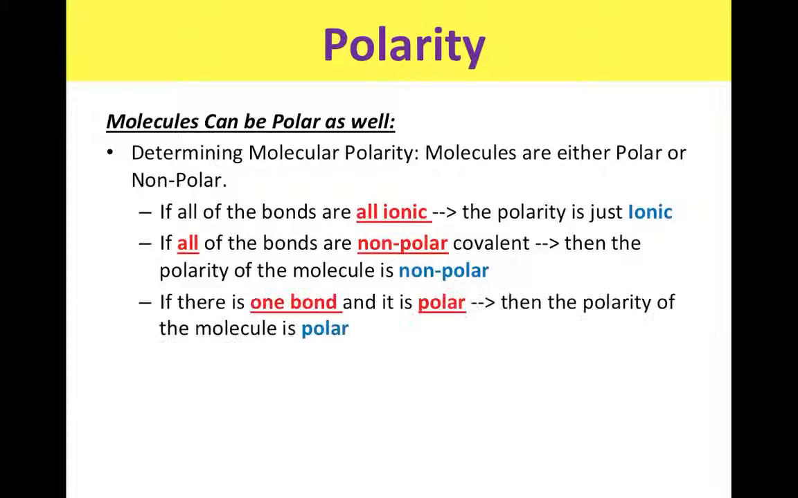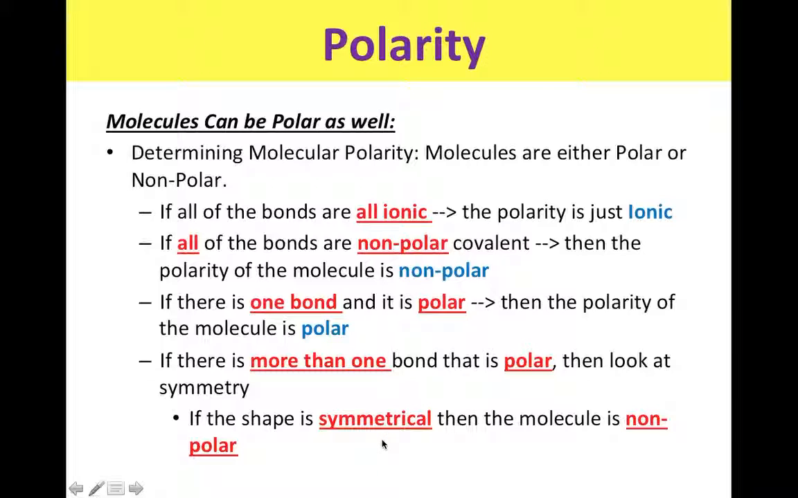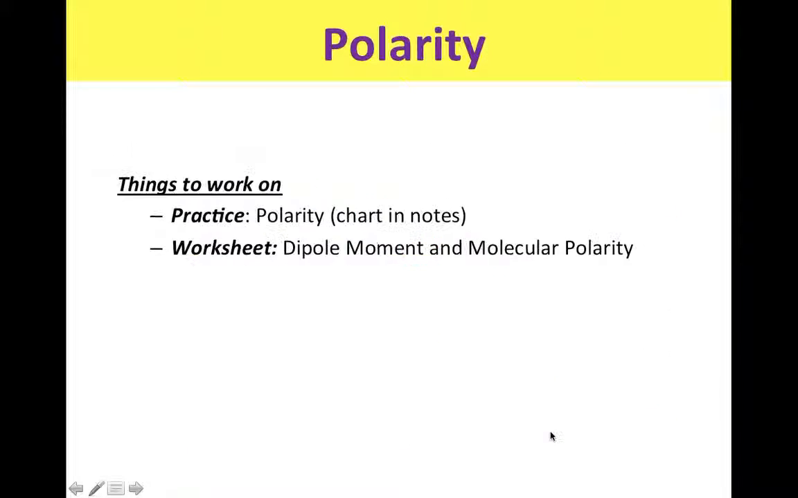So determining a molecule's polarity, there's a couple of things that you need to know. They're either polar or nonpolar. If all the bonds are ionic, obviously it's just going to be an ionic bond. If all the bonds are nonpolar covalent, then the polarity of the molecule is nonpolar. If there's one bond that is polar, then the polarity of the molecule is polar. If there's more than one bond that's polar, then you have to look at the symmetry around. So if the shape is symmetrical, then the molecule is nonpolar, like we saw in our previous example.